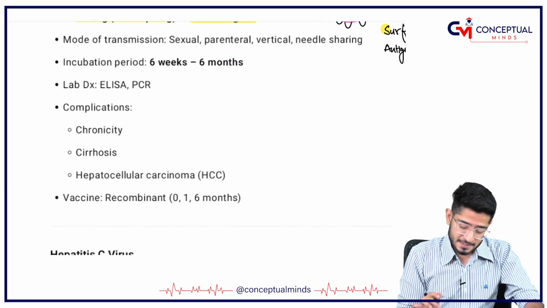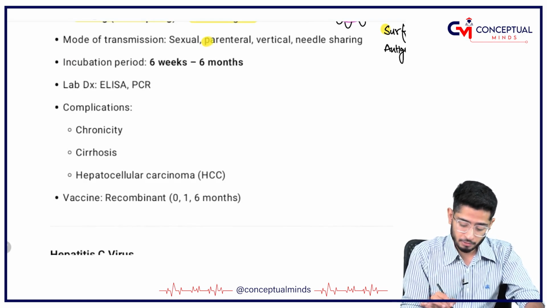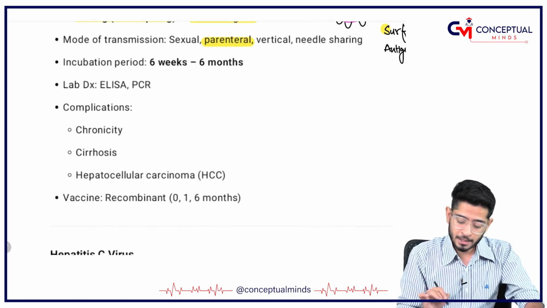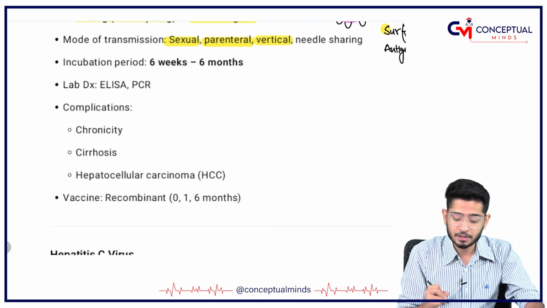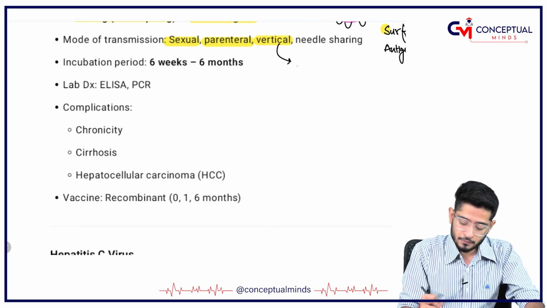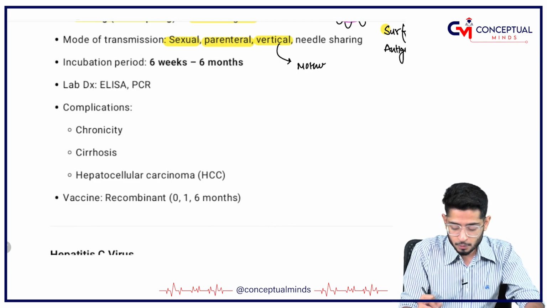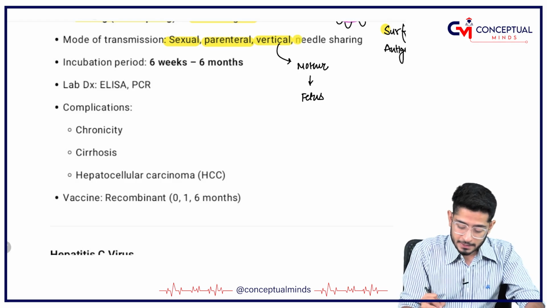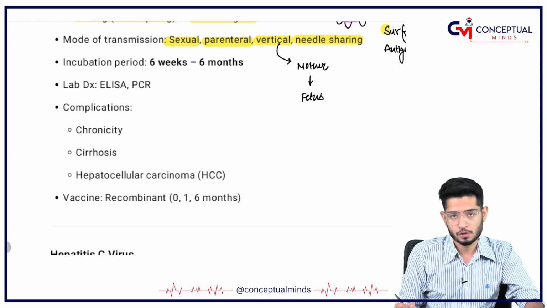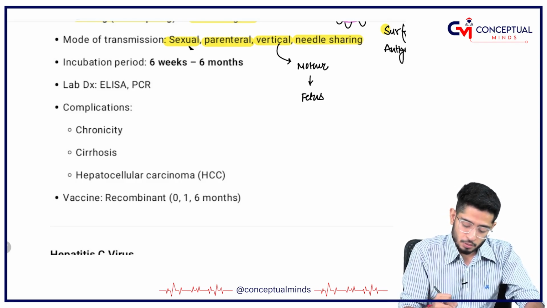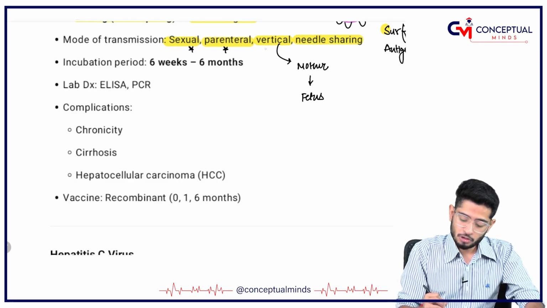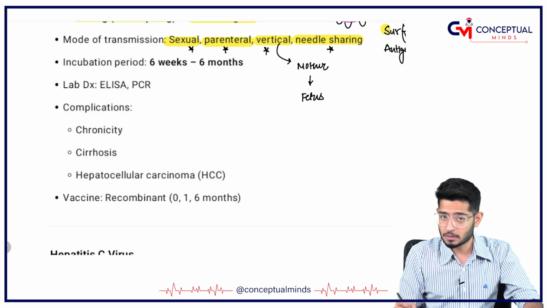How it is going to spread, I told you, by the parenteral route most commonly, but it is spread by the sexual route also. It is spread by vertical transmission as well. What do you mean by vertical? Vertical means mother to fetus. And yes, with contaminated needle sharing, it is also going to spread. So it spreads by the sexual route, the parenteral route, the vertical route, and by needles also.